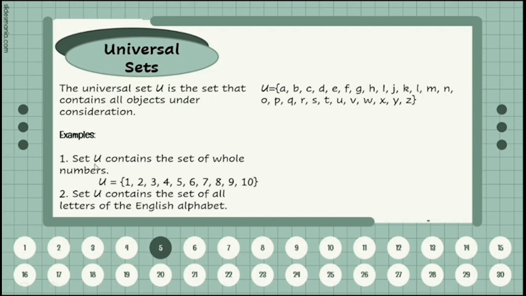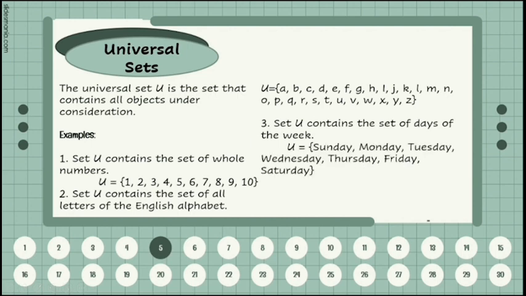And then number 3, we have set U contains the set of days of the week. So we have U equals Sunday, Monday, Tuesday, Wednesday, Thursday, Friday, and Saturday. So in other words, a universal set is the set of all objects or elements in a given set, right?